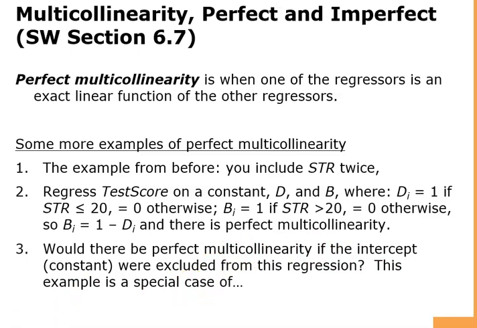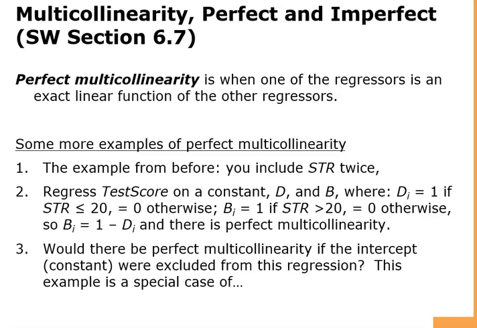Now the book also provides a couple of other interesting examples of perfect multicollinearity. The first one is that let's suppose we include the percentage of English learners in the classroom as one of the regressors. But we also include the fraction of English learners in the classroom. Now what will be the difference between the percentage of English learners and the fraction of English learners? It will simply be that the percentage will be the fraction of English learners multiplied by 100.